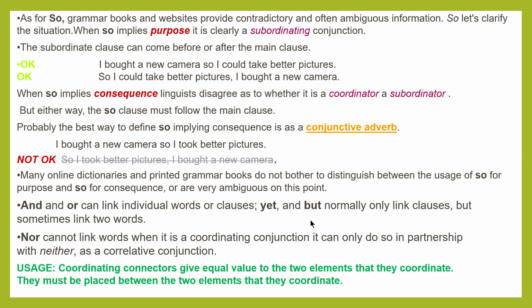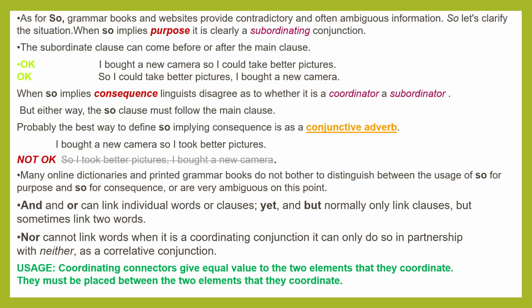Many online dictionaries and printed grammar books do not bother to distinguish between the usage of "so" for purpose and "so" for consequences, or are very ambiguous or doubtful on this point. When "so" means purpose, it is a subordinating conjunction, and when "so" implies consequences, it creates confusion whether it is a coordinator or subordinator. So we always use it in the middle: I bought a new camera so I could take better pictures.